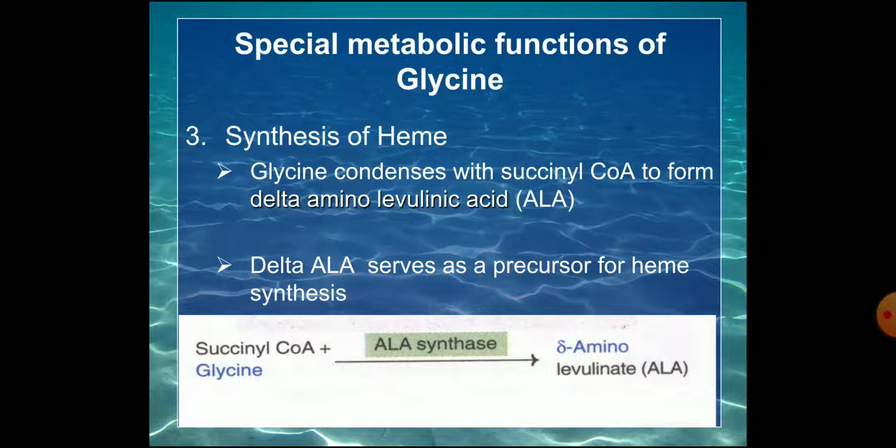Glycine condenses with succinyl coenzyme A. Where do we get succinyl coenzyme A? That is from the citric acid cycle. It is an intermediate of the citric acid cycle. So glycine combines with succinyl coenzyme A to form delta aminolevulinic acid, or ALA, by the ALA synthase enzyme. Delta aminolevulinic acid serves as the precursor for heme synthesis. You can see the reaction here: succinyl coenzyme A plus glycine, with ALA synthase as the enzyme forming delta aminolevulinic acid. This is the rate limiting step in heme synthesis.